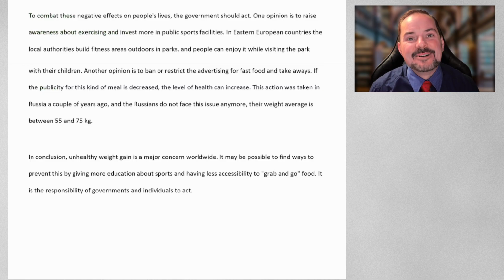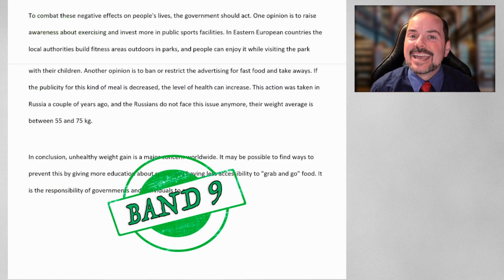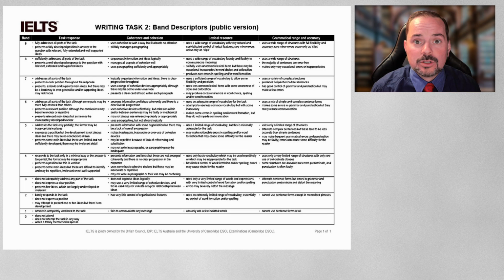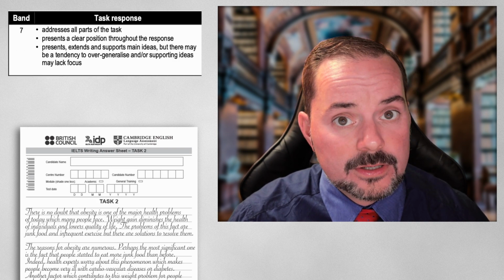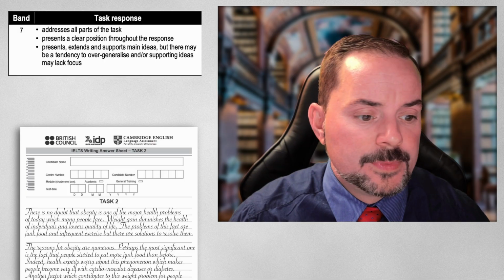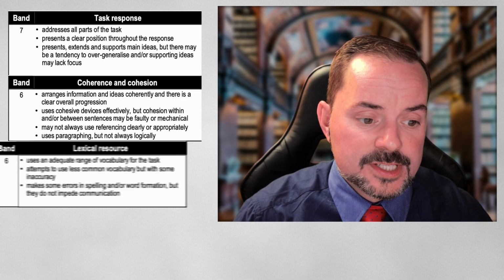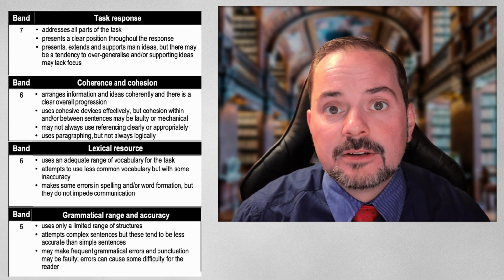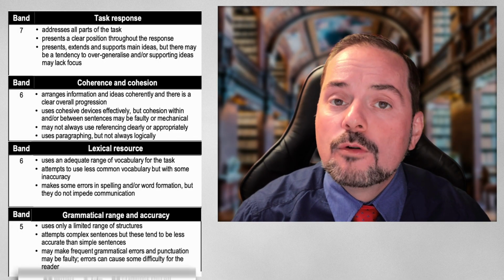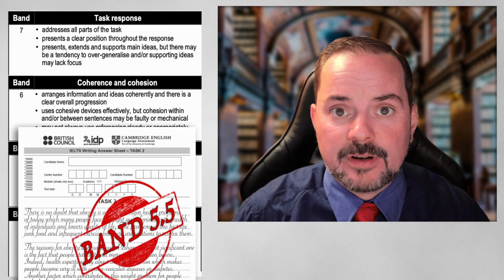Now, we've reached a Band 8 to 9 essay. Let's take a look at the marks according to the official IELTS marking criteria. According to the official marking, the original piece would receive a Band 7 for task response, coherence and cohesion 6, lexical resource 6, grammatical range and accuracy 5. Overall, the score is band 5.5.